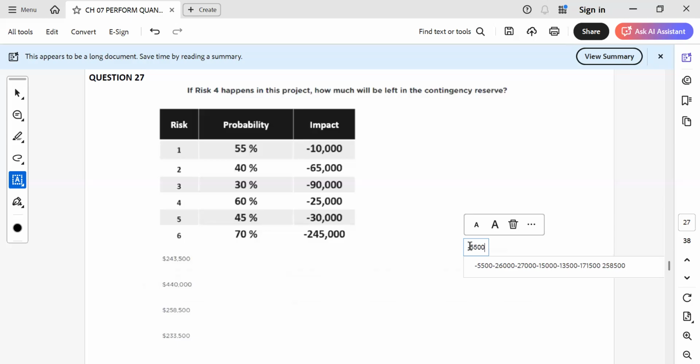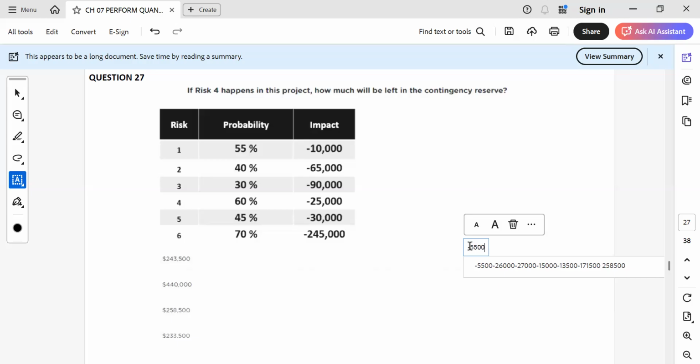Will it be positive or negative? What value will we write? Because all threats are there, it is coming negative only, no, sir? Negative. But since it is a contingency reserve, it will be positive, right? Yes. Reserve is cash, it's cash equivalent, it cannot be negative. So it will be 258,500 positive.